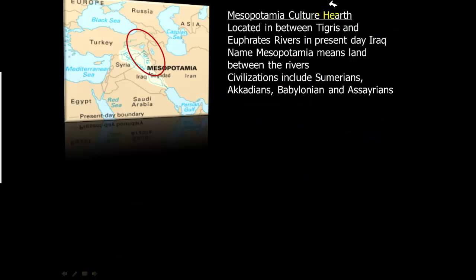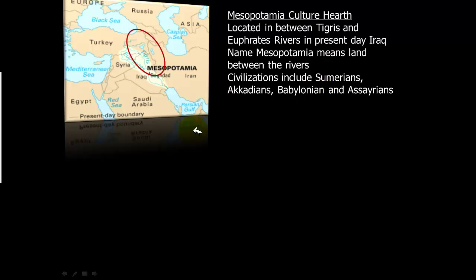So that brings us to the next concept that we'll be covering, which is the Mesopotamian culture hearth. The Mesopotamian culture hearth is right here where this circle is, in present day Syria and Iraq. It's located right here between the Tigris and Euphrates rivers. The name Mesopotamia itself means land between the rivers.